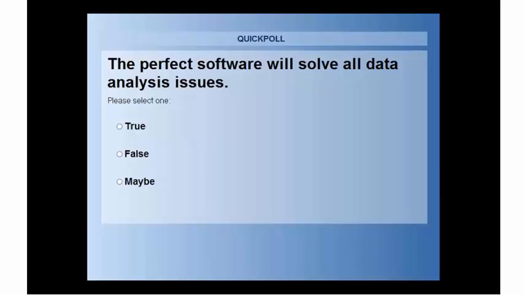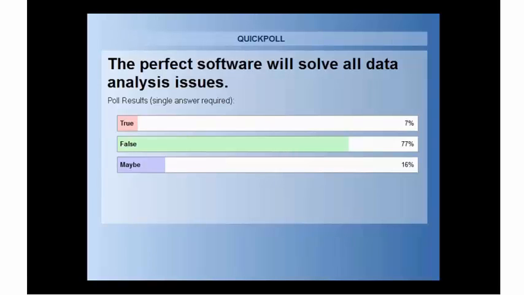And I actually cannot see the poll results. Oh, I will share those now. Can you see them now? No, I cannot. That's weird. Well, I don't know what happened there, sorry about that, Robert, but 77% of people said false, 7% said true, and 16% said maybe.